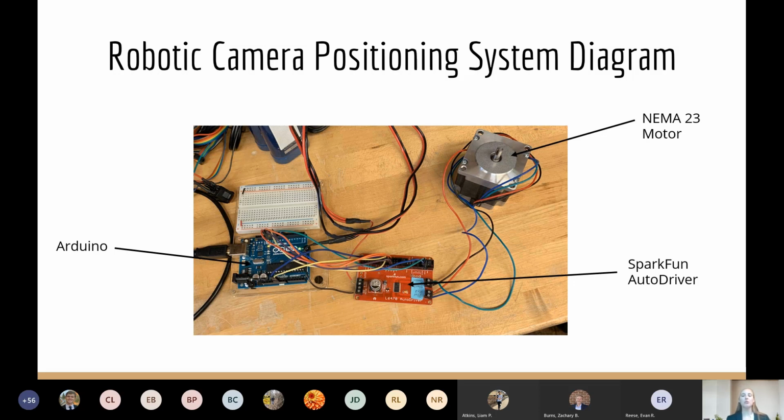Next, we attempted to just get one motor to move using an example code found on the SparkFun autodriver website. When we couldn't get that to work, we attempted to write the code ourselves using the autodriver library and various Arduino tutorials online.